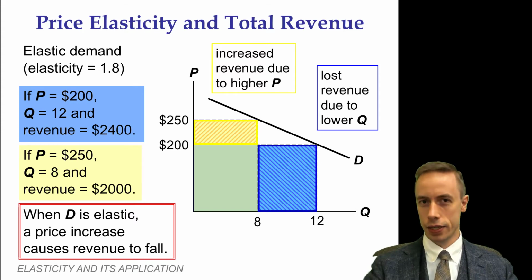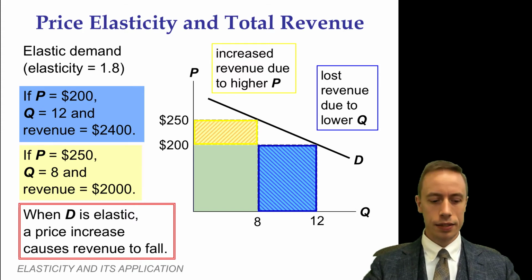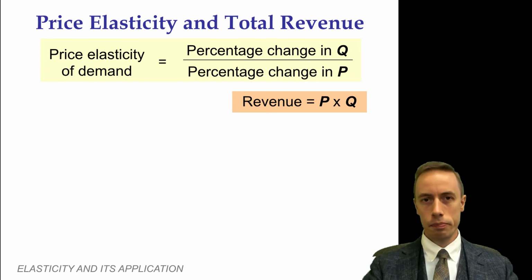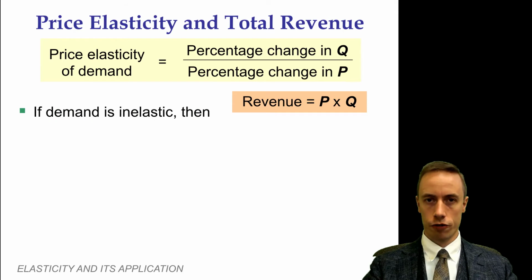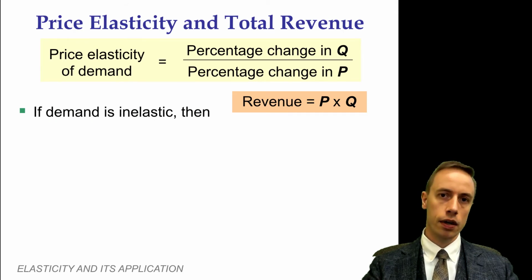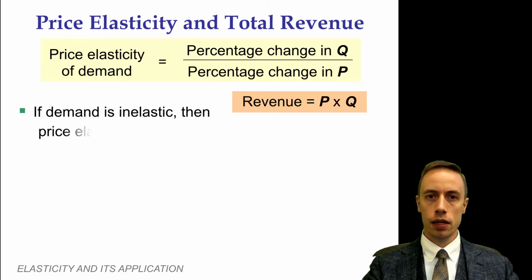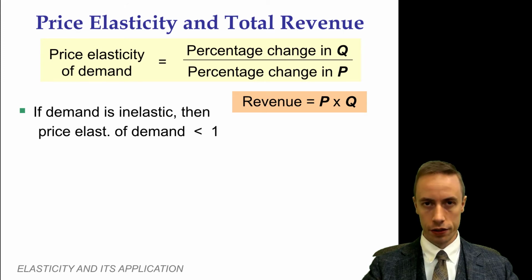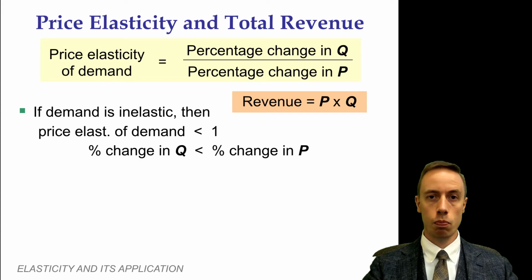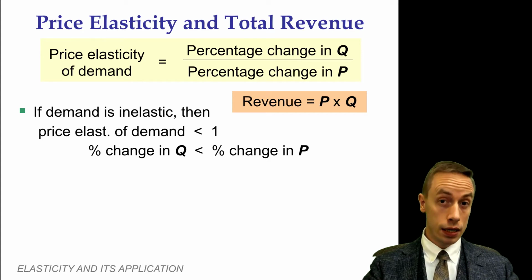Let's look at this a second time. Let's do another example, but this time for an inelastic demand curve. So of course, inelastic means the elasticity is a number less than 1. Or looking at the fraction, the percent change in quantity is smaller than the percent change in price.